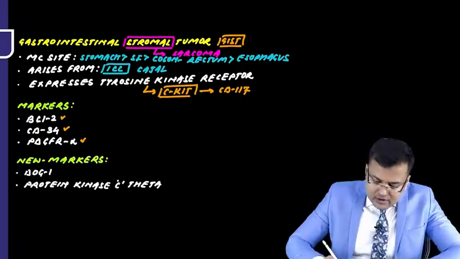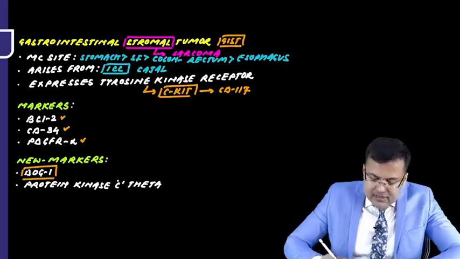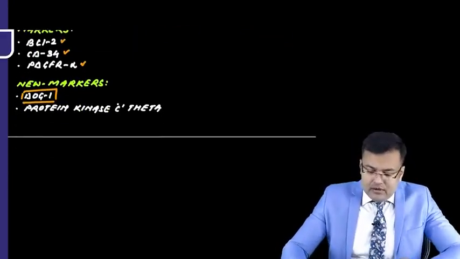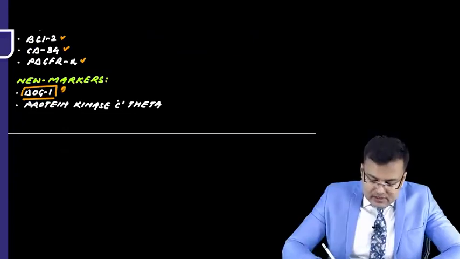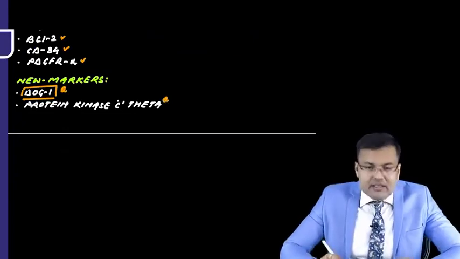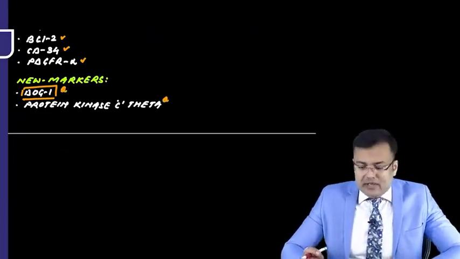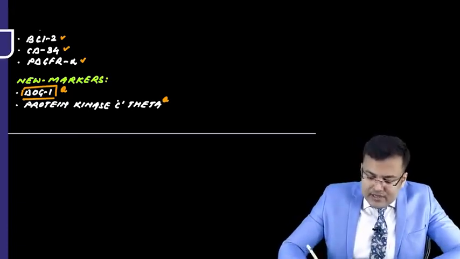The new markers: DOG1, full form is DOG1 detected on GIST1. So this is DOG1 detected on GIST1, and the second is protein kinase C theta. These are the markers. Now coming to the types, what are the types? One is spindle cell variety and second is epithelioid.